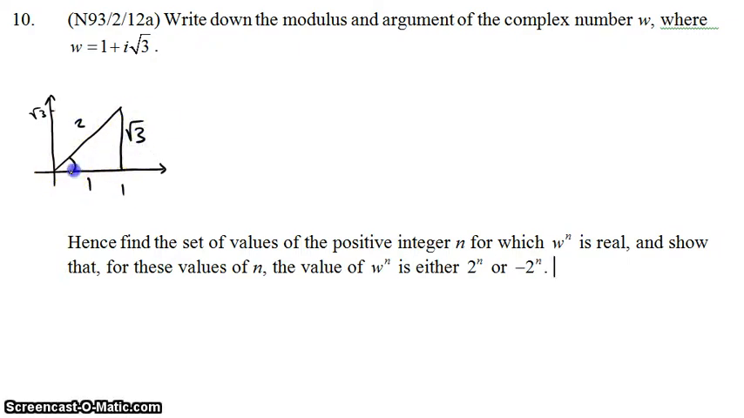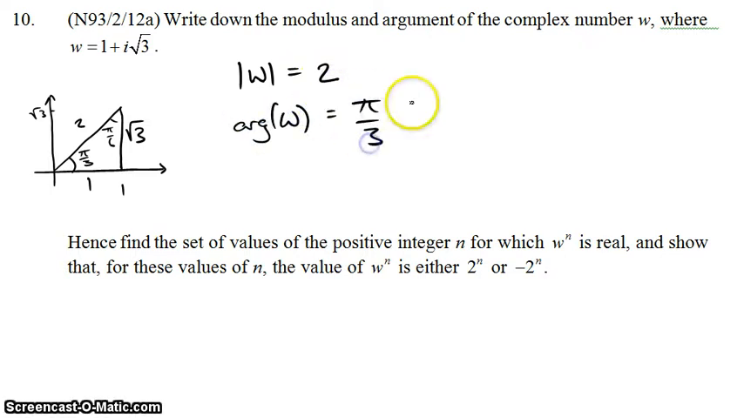This is the bigger angle, so this is going to be 60 degrees. It's pi upon 3. This one will be 30 degrees, which is pi upon 6. So again, just by knowing this triangle straight away, I can write down that the modulus of w is equal to 2, and that the argument of w is equal to pi upon 3.